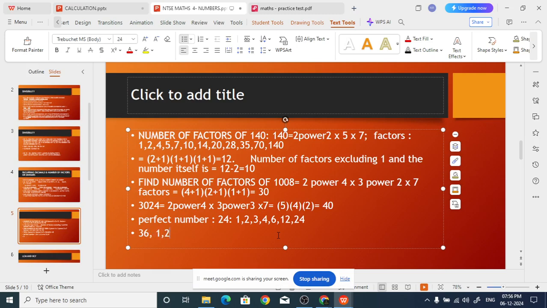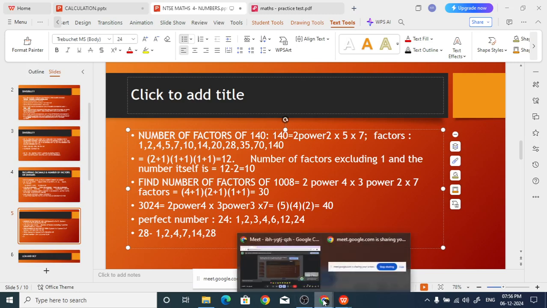1, 2, 3, 4, 6, 12, no, 9. 28, sir. Okay, let's try 28. What are the factors? 1, 2, 4, 7, 14, 28. So now you add all the factors other than 1 and that number.